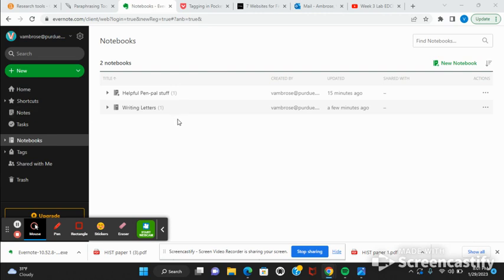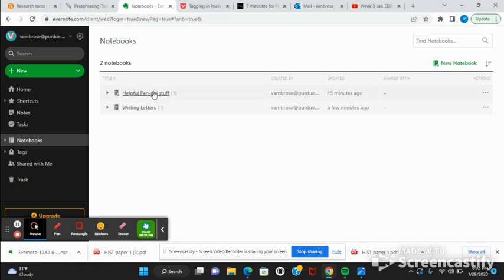But I created two notebooks that have to do with my course topic, which is writing and pen pals. I created my content on Evernote, and I'm not gonna lie, it was a little hard to navigate at first, but now I think I got the hang of it. So my two notebooks are helpful pen pal stuff and then writing letters. I think those go separately because you want to know how to write a letter and how to send that out, but it doesn't really pertain to pen pal material in regards to forums and how to find pen pals and crafty stuff like that.